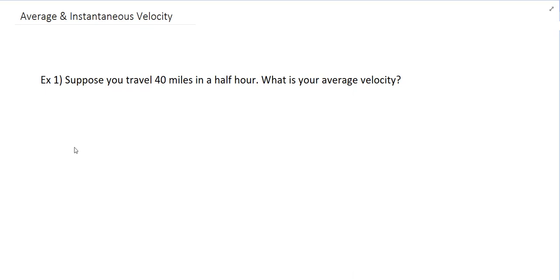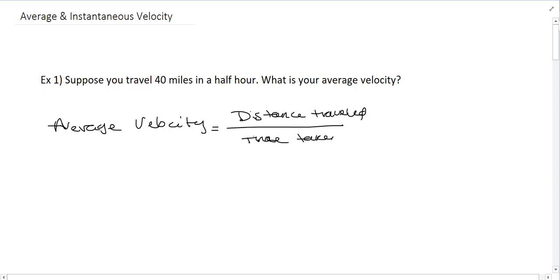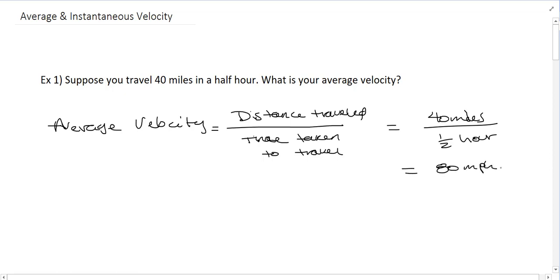So our first example, suppose you travel 40 miles in a half hour. What is your average velocity? And so average velocity, what is it? Well, velocity is distance traveled divided by the time that it took to travel, right? So we're going to say this is distance traveled divided by time taken to travel. So in this case, what was the distance traveled? Well, we've traveled 40 miles, and we did that in half an hour. So that means that this is going to be 80 miles per hour.